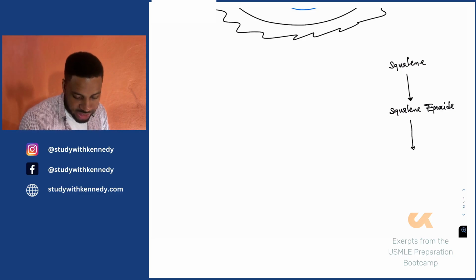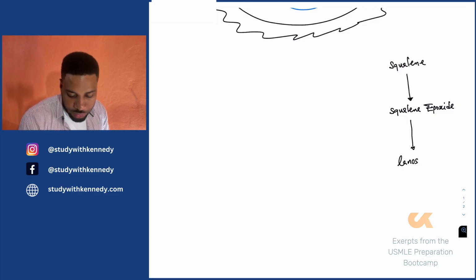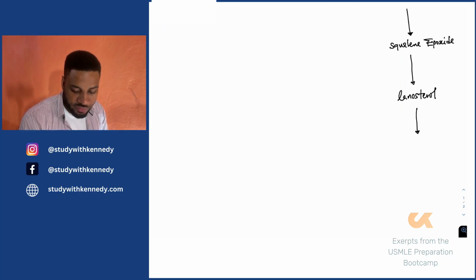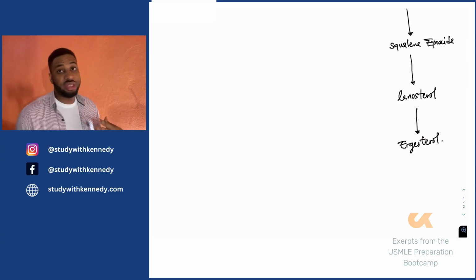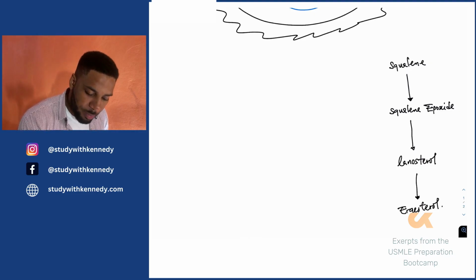Squalene epoxide, in a series of steps, is converted to lanosterol, and lanosterol is converted to ergosterol. Ergosterol is in fungi just like cholesterol is in humans. And the enzyme that converts squalene to squalene epoxide is squalene epoxidase.